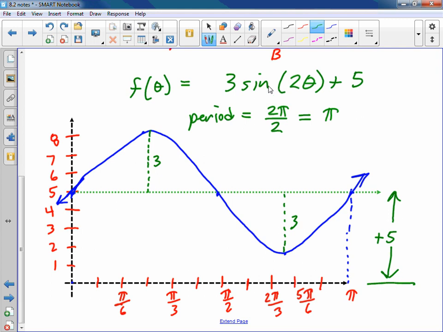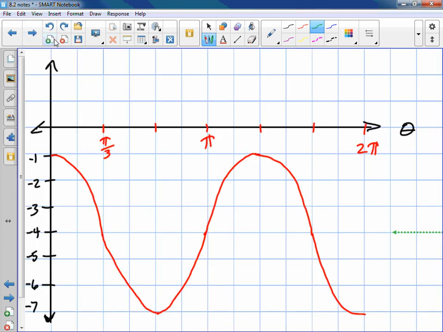Okay, so 7 minutes in, we have a little time. Let's do it the other way around. What if I gave you this graph and said, write an equation to model this? Probably a little bit tougher. You were feeling confident after that last one. This one's a little bit tougher, but we can still do it.